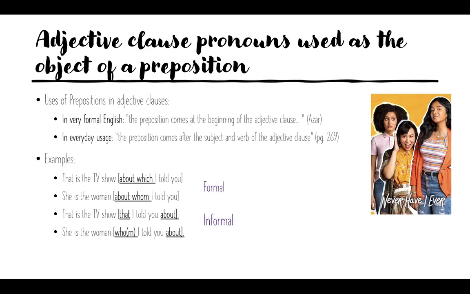So that is the TV show about which I told you, formal. About is our preposition combined with our relative pronoun which, right? And about which I told you is our adjective clause. She is the woman about whom I told you. Again, we mentioned last class that whom is quite formal. It's a formal relative pronoun. And again, our preposition and our relative pronoun are next to each other. So both of these instances are examples of a formal structure.